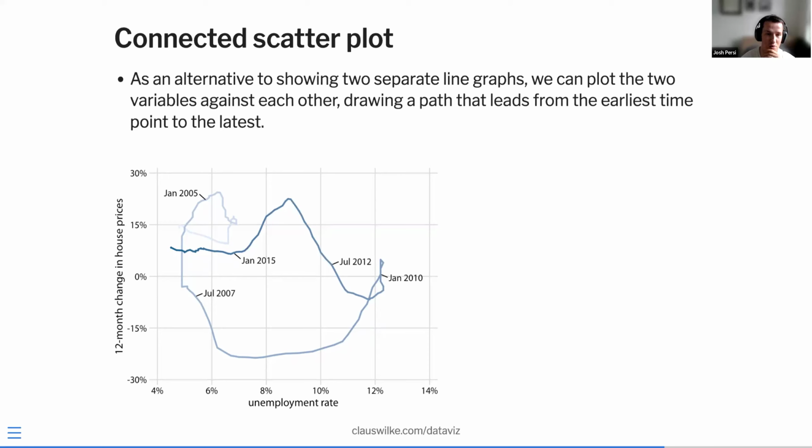So on this graph, there's no data in the top right corner, meaning there's no time over this 15-year period where the unemployment rate was high and the 12-month change in housing prices was high. It's mostly in the top left, well, maybe not mostly in the top left. I guess it did do a big cycle.